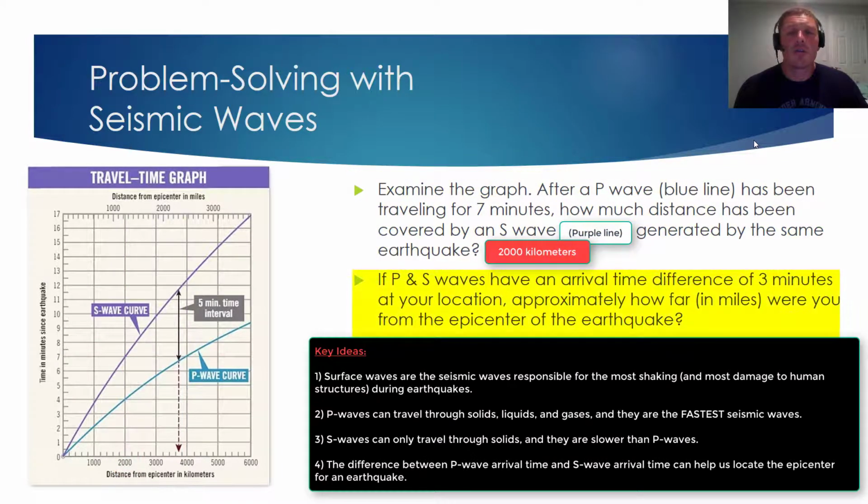For the second question, we're told that the arrival time difference between the first P wave and the first S wave is 3 minutes. And the question asks how far in miles we were from the epicenter of the earthquake. To solve this problem, we have to take a look at the 2 curves and try to figure out where 3 minutes separate them. The line I'm going to focus in on is the vertical line that stretches up from the 2,000 kilometer mark. Because a P wave will take 4 minutes to reach that 2,000 kilometer mark, and an S wave will take 7 minutes to reach the 2,000 kilometer mark, and the difference between 7 and 4 is 3. Your answer should be something like 1,200 miles or a little bit more than that.